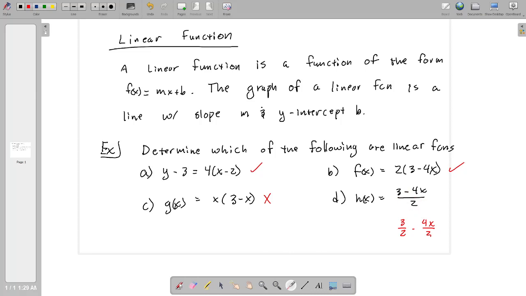Now if we reduce, we end up with 3 halves minus 2x. Now this negative 2 would be your m, and 3 halves would be your b. You would have h of x is equal to negative 2x plus b, which is 3 halves. So this is actually a linear function.